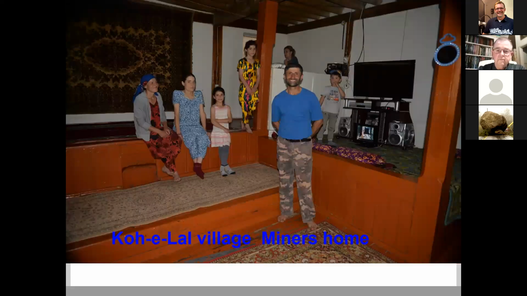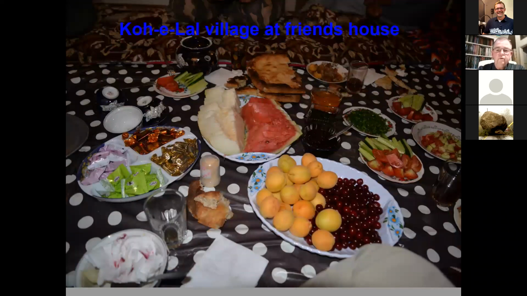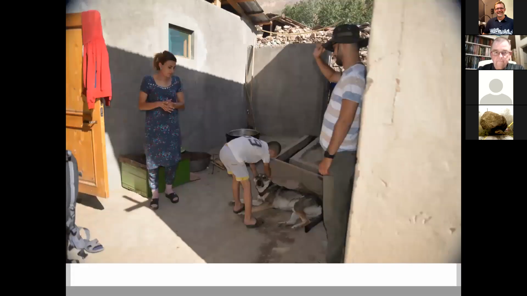So here I'm visiting a miner's home, very friendly, and his father. Beautiful, everything homegrown, of course, not the chocolate to the left here, but everything else is homegrown and home baked. And one thing you can see, the people were very nice and friendly, but the dogs also, here in Tajikistan, are very nice, friendly dogs. It means that they're treated well.